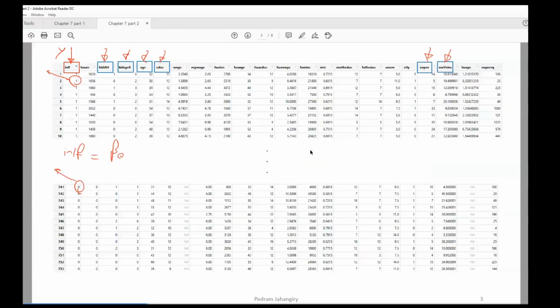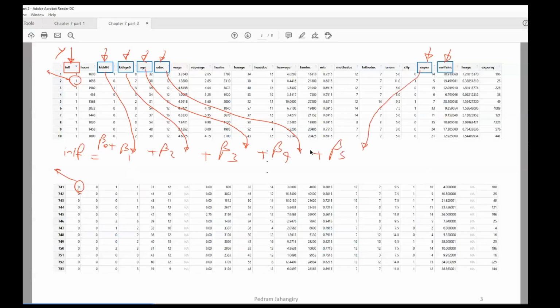So what are the explanatory variables? Number of kids less than 6. And of course, we need a constant. I can type beta 0, plus beta 1 kids less than 6, plus beta 2 kids greater than 6, plus beta 3 age of the female, plus beta 4 education of the female, plus beta 5 experience of the female, and finally plus beta 6. This is an interesting one.